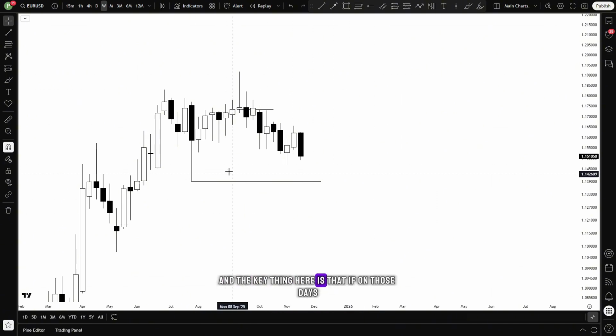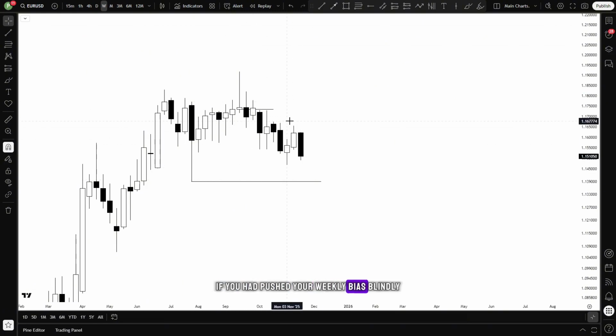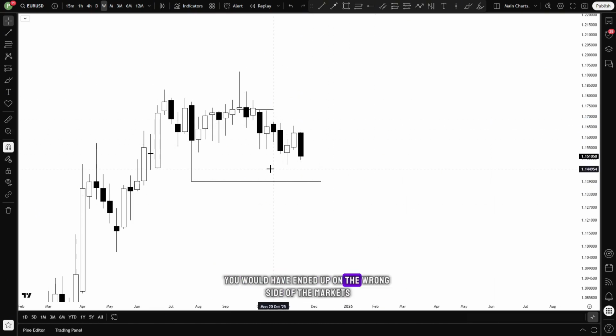And the key thing here is that if on those days you had pushed your weekly bias blindly, stubbornly, and ignored this nuance, then on those days you would have ended up on the wrong side of the markets. Okay, on those days you would have been wrong. Your directional bias would have been wrong. And obviously that's something you want to avoid.